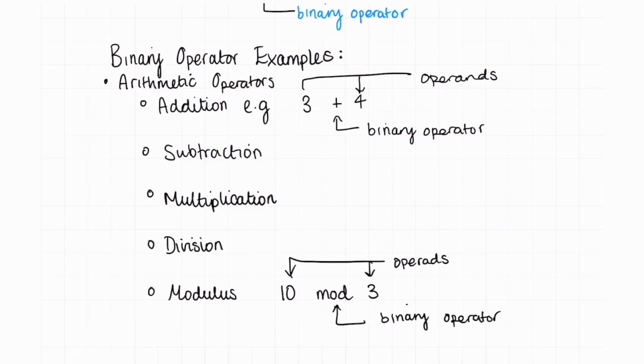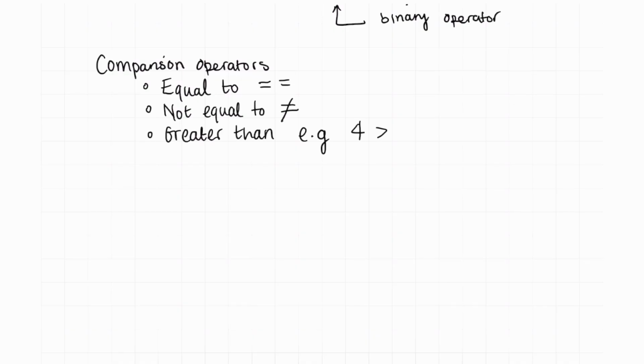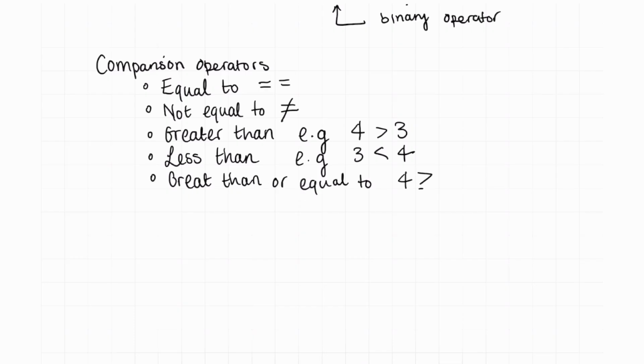Now that we've done some examples, see if you can think of any more examples before I continue. Let's do a couple more examples. We can also have comparison operators, to be more specific. These are things like equal to, which is usually denoted with equals equals, not equal to, which is the equals with a slash through, greater than, for example, 4 is greater than 3, less than, for example, 3 is less than 4, greater than or equal to, for example, 4 is greater than or equal to 4, and 4 is greater than or equal to 3, and greater than or less than.